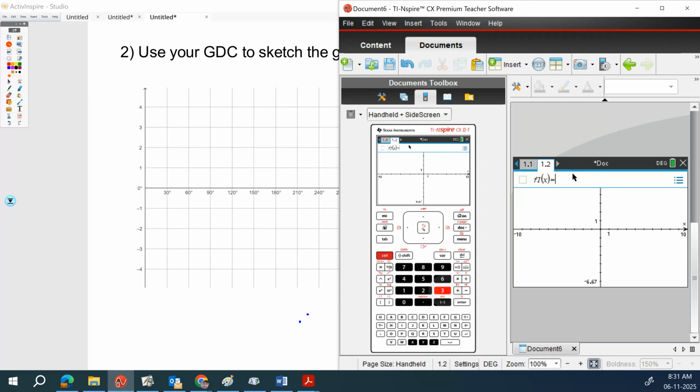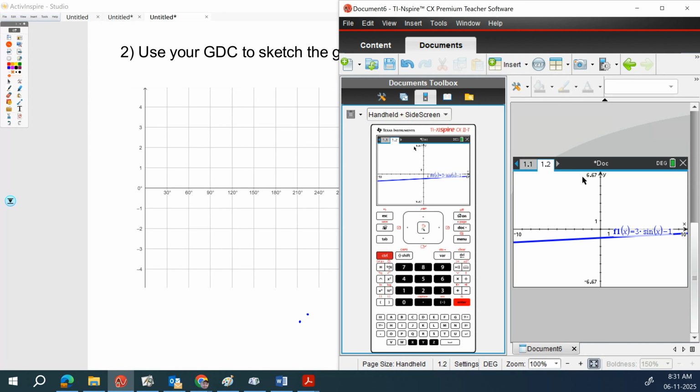So I'm going to type in 3, and then I need sine of x. Move outside the bracket, minus 1. Type my function in like this. Press enter. I don't really see my curve.